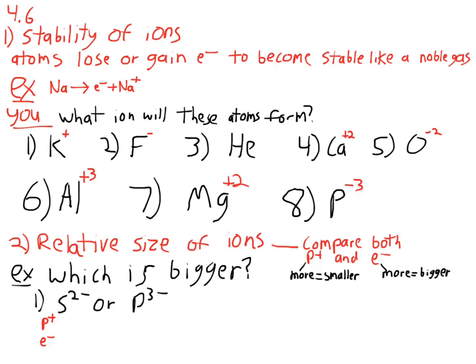So sulfur has 16, phosphorus has 15 protons. For electrons, if it was neutral, then the charge would be 0. So since sulfur is a 2- charge, that means it has 2 extra electrons. So that would be 18. Since phosphorus has a 3- charge, it has 3 extra electrons, that would be 18 also. So because electrons are the same, we'll just look at the number of protons in this example. Sulfur has more protons. More protons makes it smaller, so that means that phosphorus is bigger because it has fewer protons.